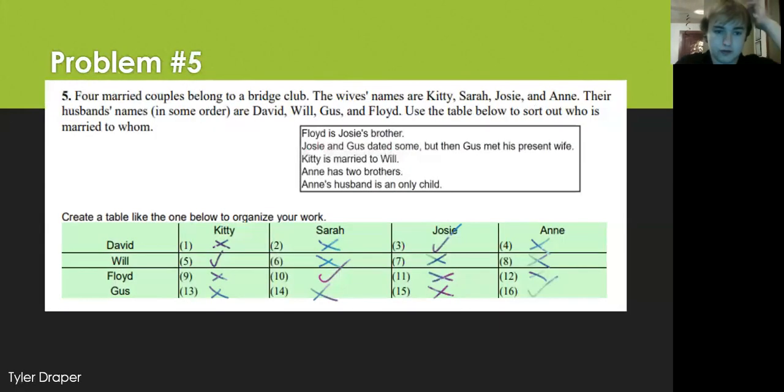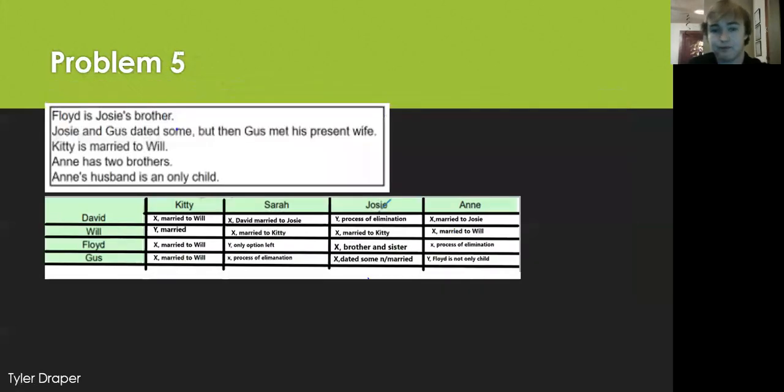Okay. So I made a similar table to this to determine, and this is just a simple process of elimination, using the information given to make it easier for us. As we go along, if we know someone's married to one person, you can only be married to one person usually, so we can mark the rest of them out. Okay, so let's take a look here.